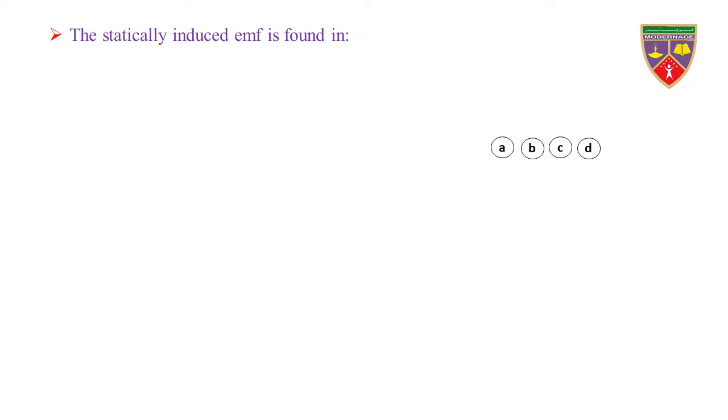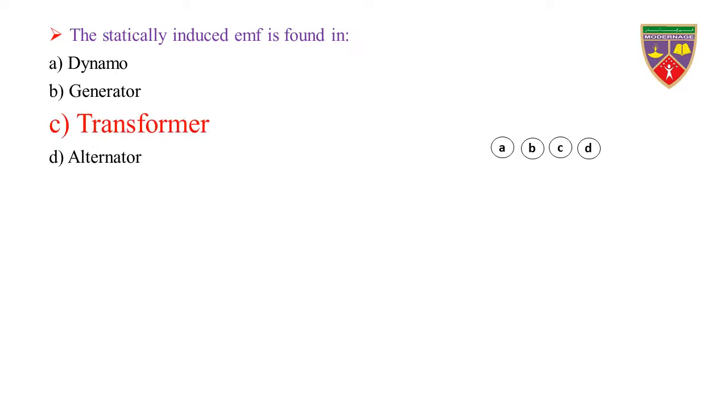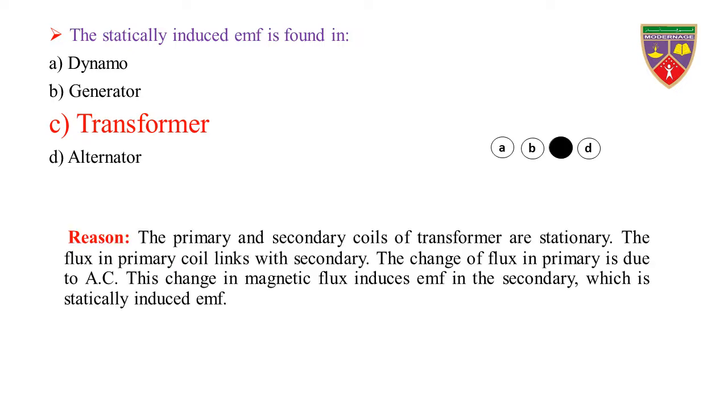The statically induced EMF is found in: option A, dynamo; option B, generator; option C, transformer; option D, alternator. The key is transformer. Therefore, the correct option is C.